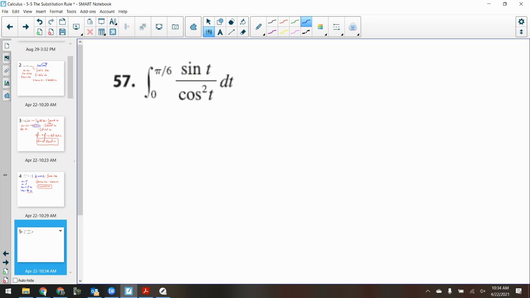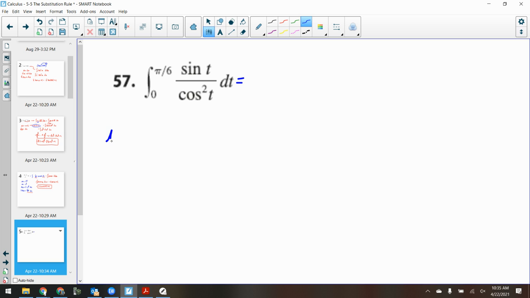Okay, so we've got sine t over cosine squared t dt. The way I like to do these problems is I like to create my u, see what's going on with my u, and see if what I picked works. Because I don't want to find u and then it doesn't work and I've created the endpoints wrong too. So I'd rather just leave the endpoints behind and then pick them back up at a later date.